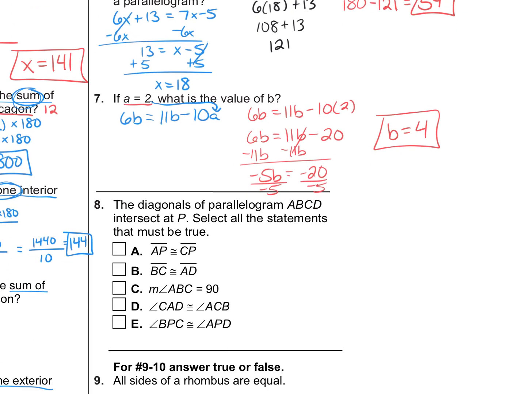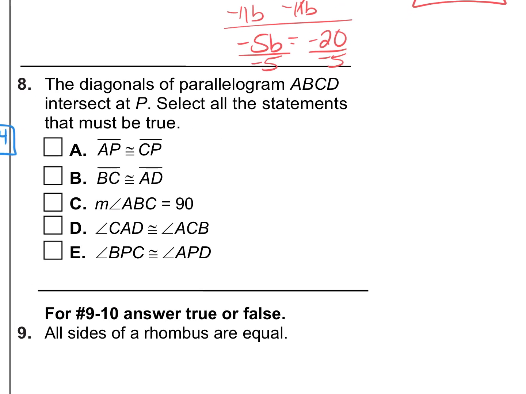Number 8. The diagonals of a parallelogram ABCD intersect at P. Select all the statements that must be true. It does not give us a picture, so what should we probably do? Draw one. Okay, we should all know what a parallelogram is by now. If you don't, here you go. Everyone draw a parallelogram if you have not yet.